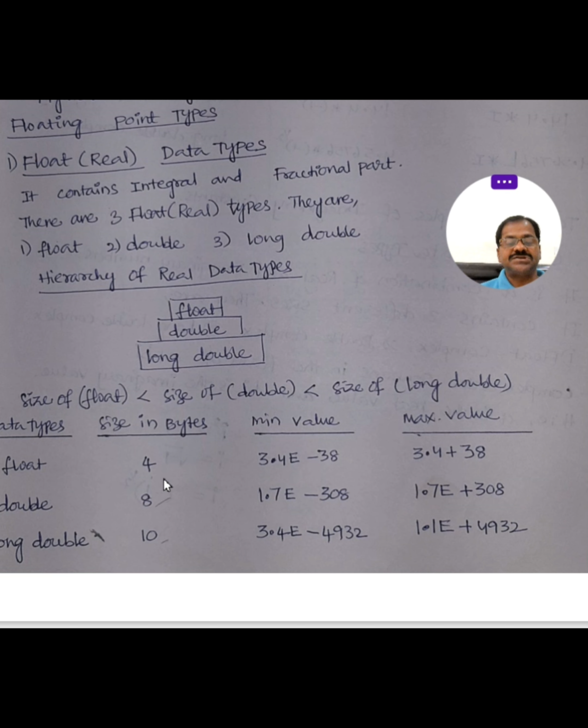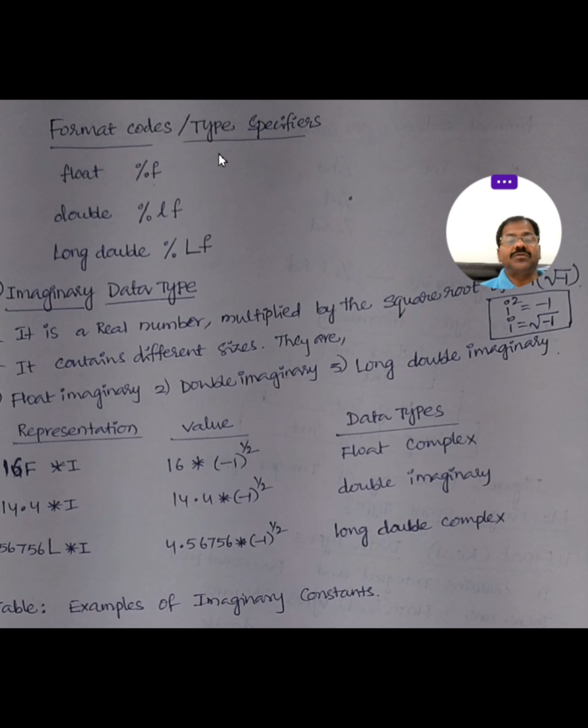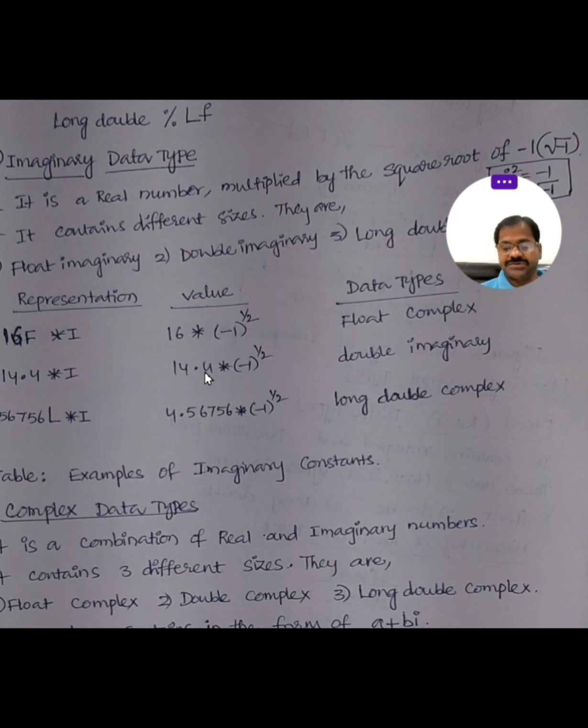Okay. Next, double also, size in bytes 8. This is the minimum value for the double. This is the maximum value for the double. For long double, you see here, the size in bytes is 10. For long double, minimum value and maximum value. Next, format codes or type specifiers for the float. Floating point representations: float %f, double %lf, long double %Lf.